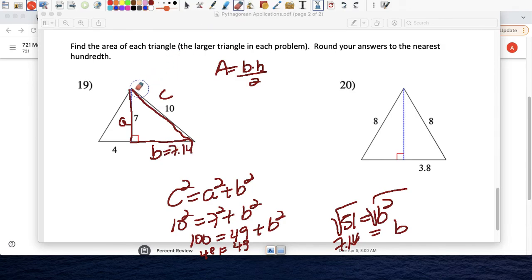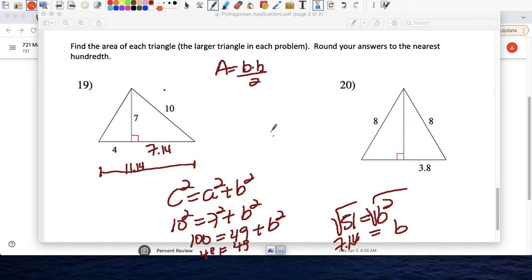Let me erase this. So now I know that that part of the triangle is 7.14, right? Just draw this out. This part right here is 7.14. So what is the whole base of the triangle? The whole base of the triangle is 11.14 because I have 4 and 7.14. Now can I use base times height divided by 2? Yeah, I have the base. Do I have the height? Yeah, I have the height from the beginning. So base 11.14 times the height, which is 7, divided by 2.